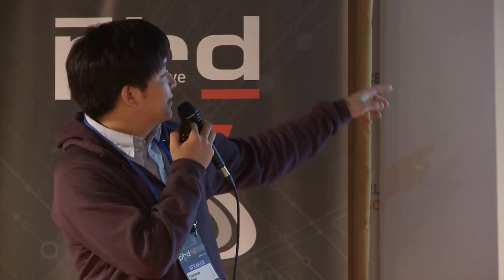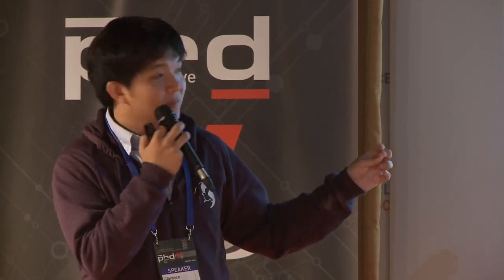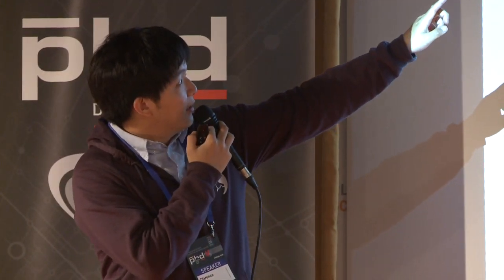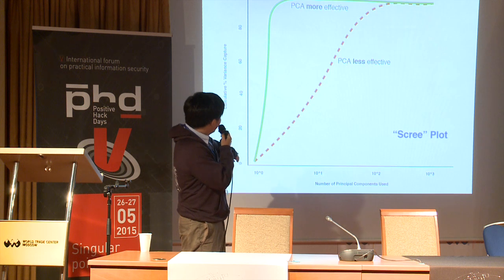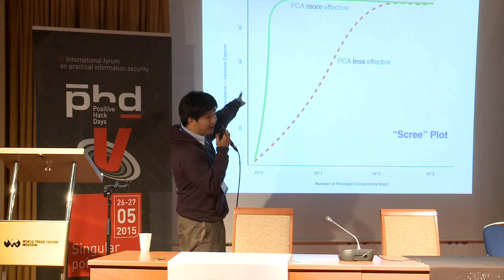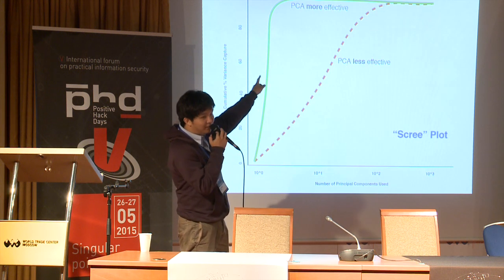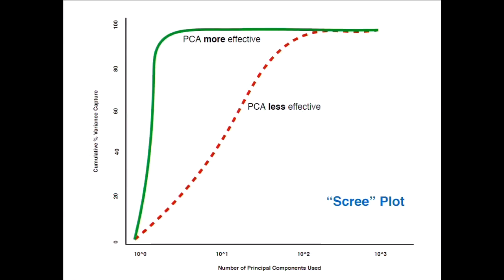So this graph is called a scree plot. It might look a bit confusing, but on the x-axis is the number of principal components used, and on the y-axis is the variance captured. So if you see the line go up early and capture as much of the variance as possible, the more suitable this data set is for using PCA.